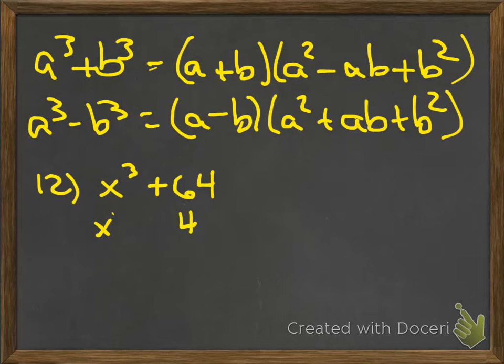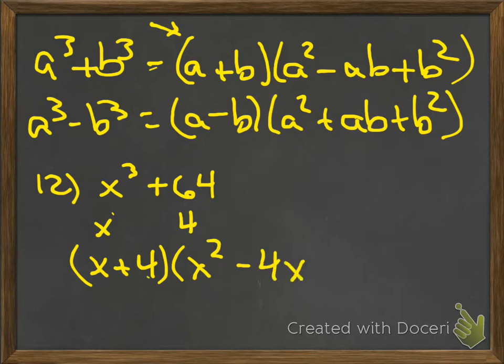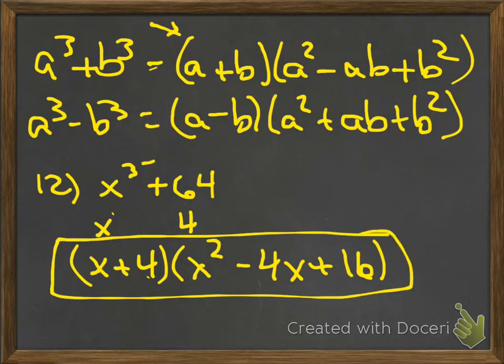First parenthesis says it should be a plus b, so it should be x plus 4. Second parenthesis says it's a squared, so x squared minus a times b. X times 4 is just 4x. Plus b squared, which is 4 squared, which is 16. And that's it. You're done. That's the problem.